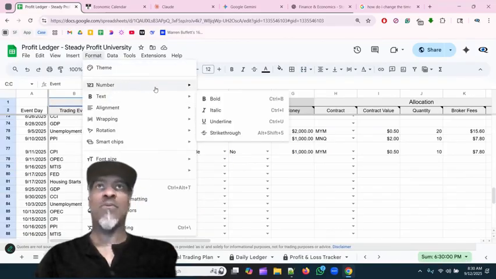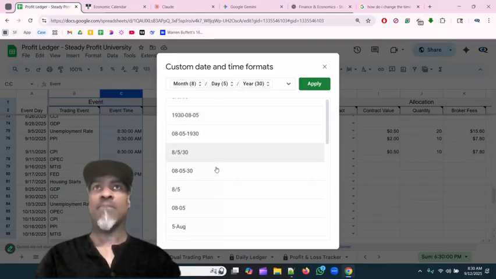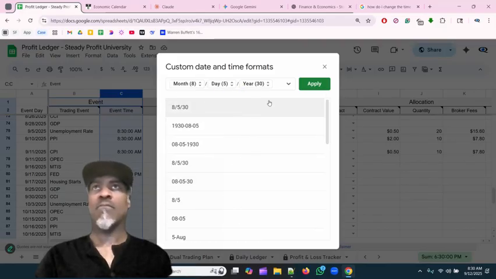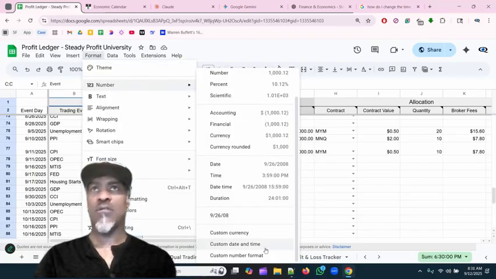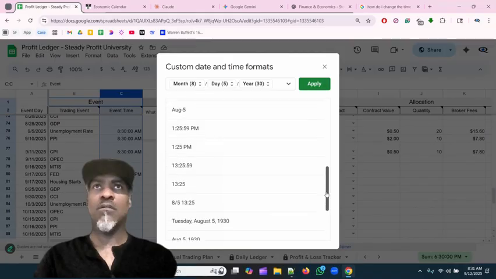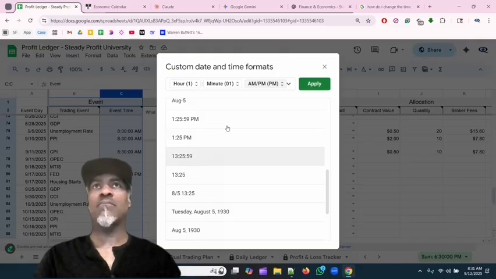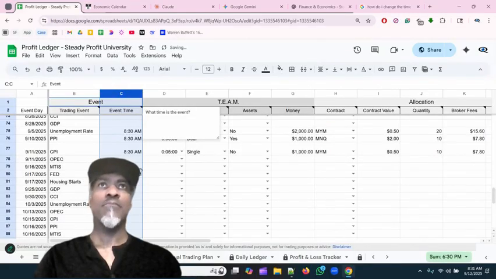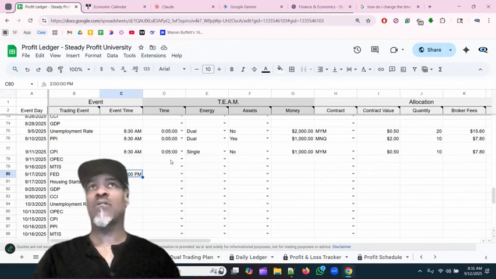Format, number, custom. All the way down at the bottom. Custom, date, and time. Let's try that again. Format, numbers. Yeah, that's the right one. I think this is the one. Yeah, see PM? It's giving me the PM. Perfect. Apply. There we go. So yeah, we got 8:30, the time event.